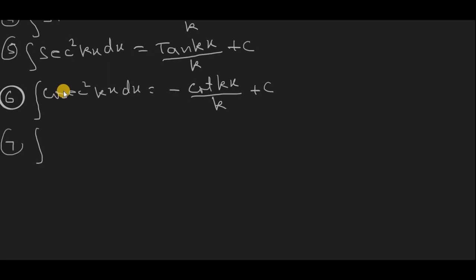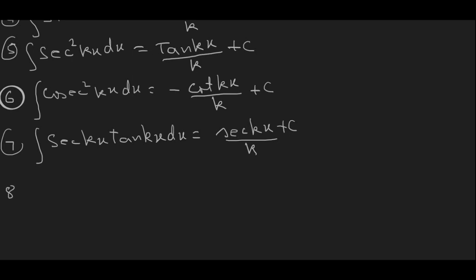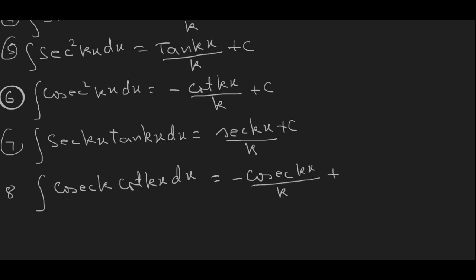Seventh, integral secant kx tangent kx dx is equal to secant kx divided by k, plus c. The eighth one is integral cosecant kx cot kx dx is equal to minus cosecant kx over k plus c.